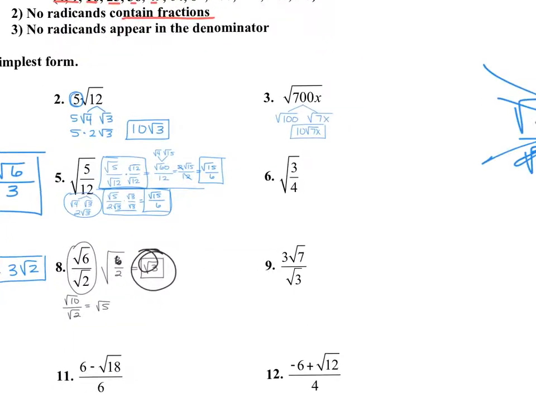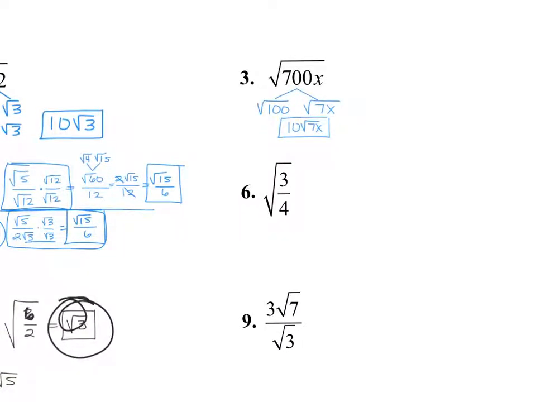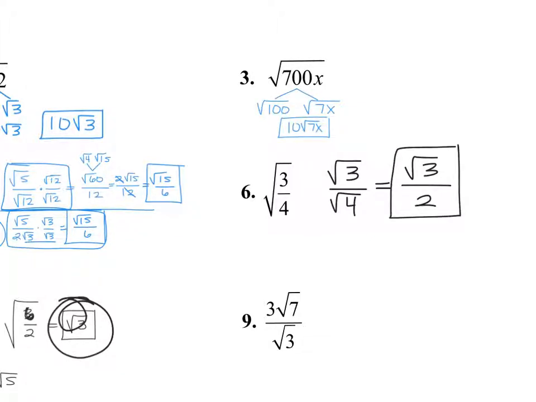Oh, I skipped one. Sorry, guys. Let's go back to this guy. My bad. Number 6 here, if you break this up, the square root of 3 over the square root of 4, what is that? What's the square root of 4? 2. So this is the square root of 3 over 2. Those are not the same anymore. One's a radical, one's not. You can't divide it, so that's just your answer.